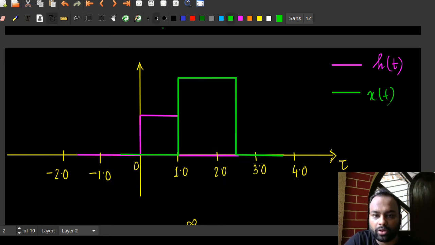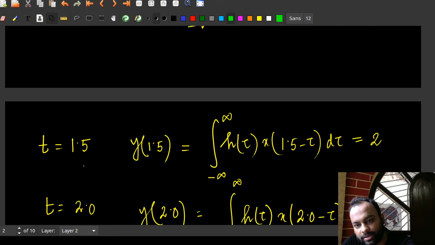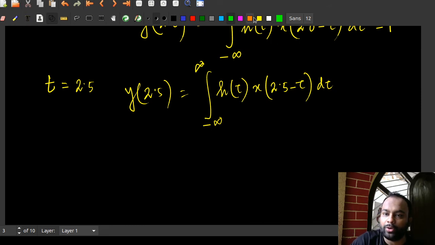Right. So here we have x(2.5 minus tau), and of course once more we don't have any overlapping area, right? So when you are able to figure these things out, it makes me happy, feeling that you actually understood the problem. That's 0. What is the output at t equal to 3?